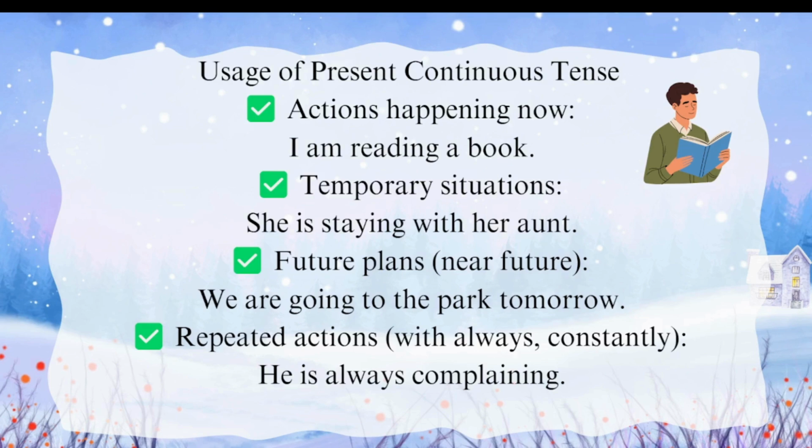So this tense is also used to talk about repeated actions with words such as always, constantly. He is always complaining. One more example, she is constantly talking in the class. They are always playing games on their mobile phones. So these are the different examples of the present continuous tense.